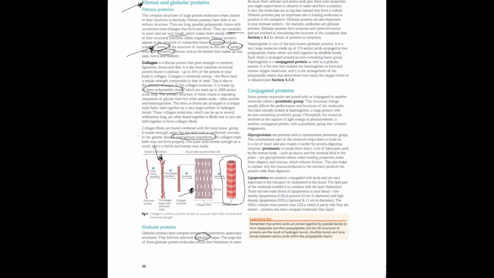So basically what they said is that it will not dissolve in the water. So remember, blood has a lot of water, so if you put them in the blood, they won't dissolve. Instead, they'll be carried off to the place that's appropriate for them to carry out the action. Globular proteins are also important in your immune system. For example, antibodies are globular proteins. Globular proteins form enzymes and some hormones and are involved in maintaining the structure of the cytoplasm.